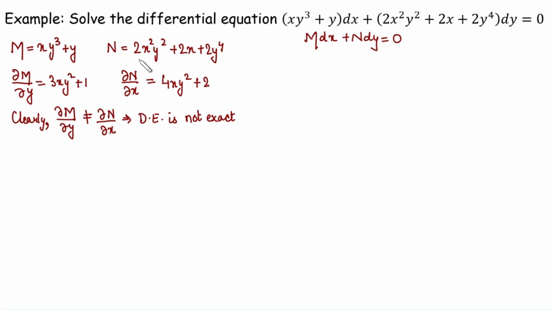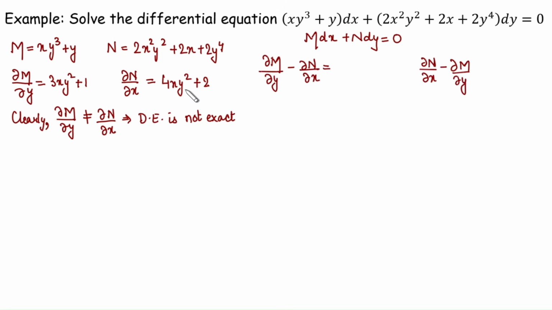So rule number 1 fails. Now check it. Can we take y common from here? Yes. From here, can we take x common? No. So if we cannot take x common from here, it means rule 2 is not applicable in this case. Now we need to apply rule number 3 or rule number 4. For that, we need to take the difference of these two terms. Let's check it for both the cases.